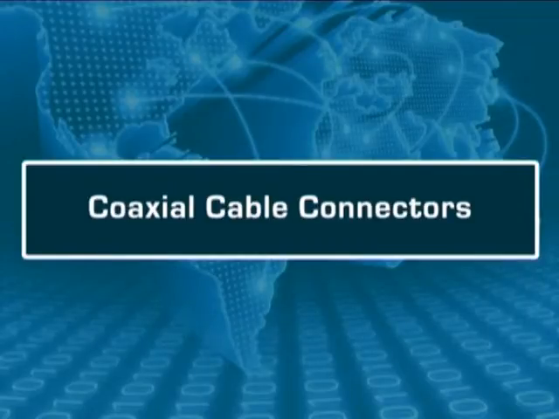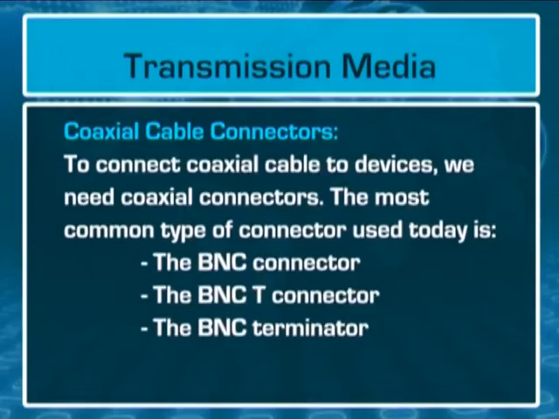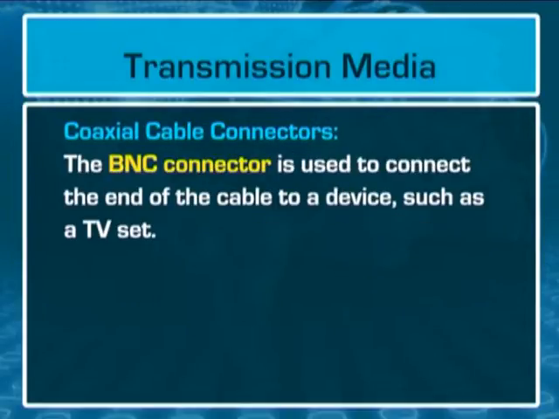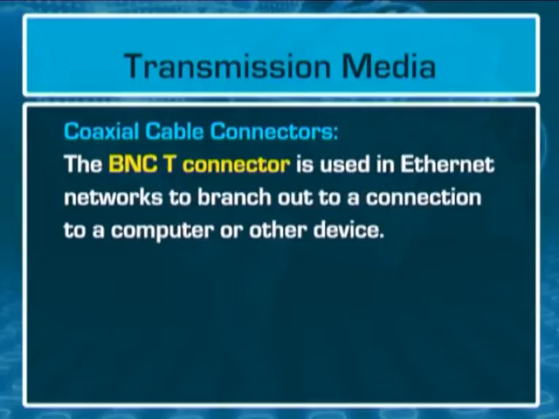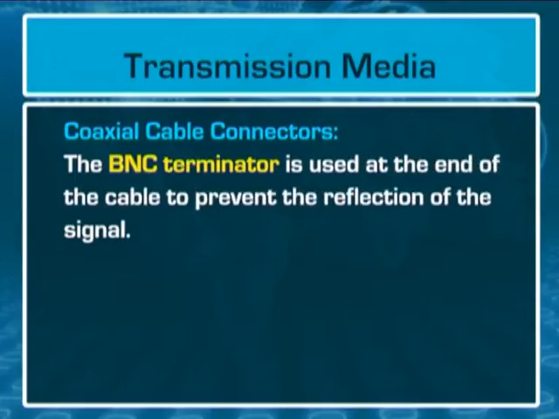Next is coaxial cable connectors. To connect coaxial cable to devices, we need coaxial connectors. The most common type of connector used today is the BNC connector, the BNC T connector and the BNC terminator. The BNC connector is used to connect the end of the cable to a device such as a TV set. The BNC T connector is used in Ethernet networks to branch out to a connection to a computer or other device. The BNC terminator is used at the end of the cable to prevent the reflection of the signal.